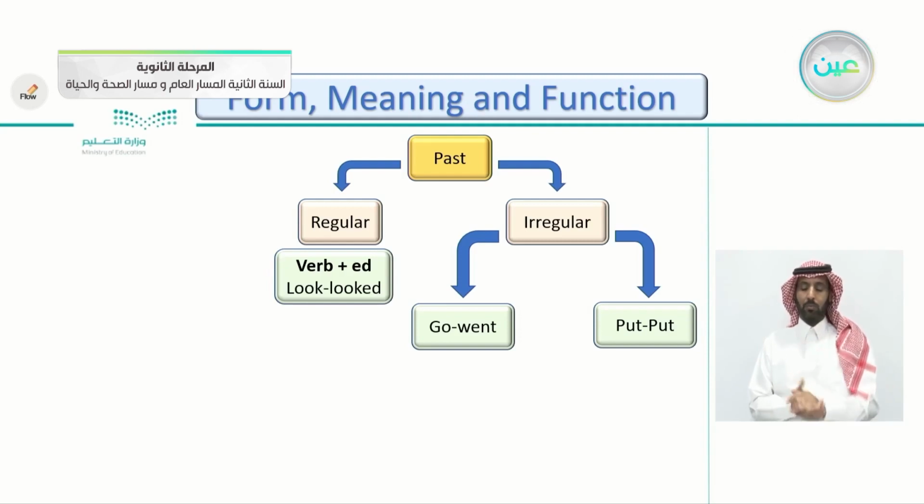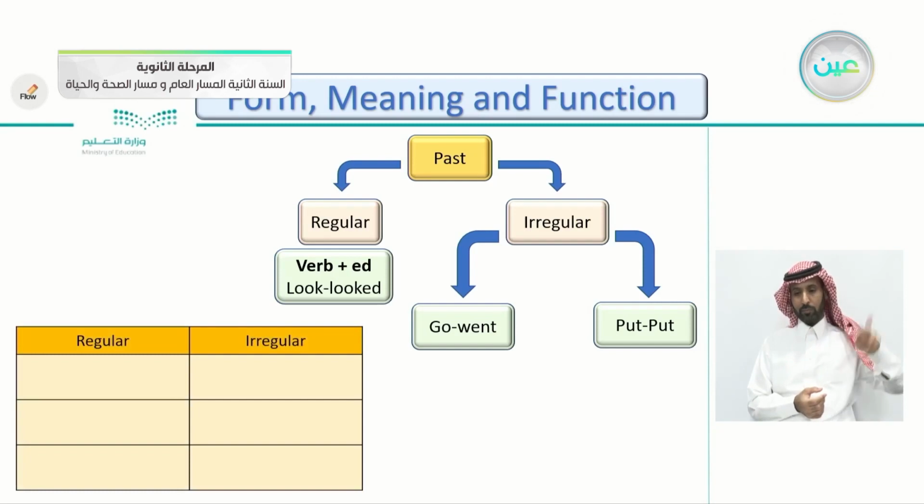The second part of the irregular verbs is where you change the whole verb. Like for example, go is went. We didn't add ed. We changed the whole word. Go is went.